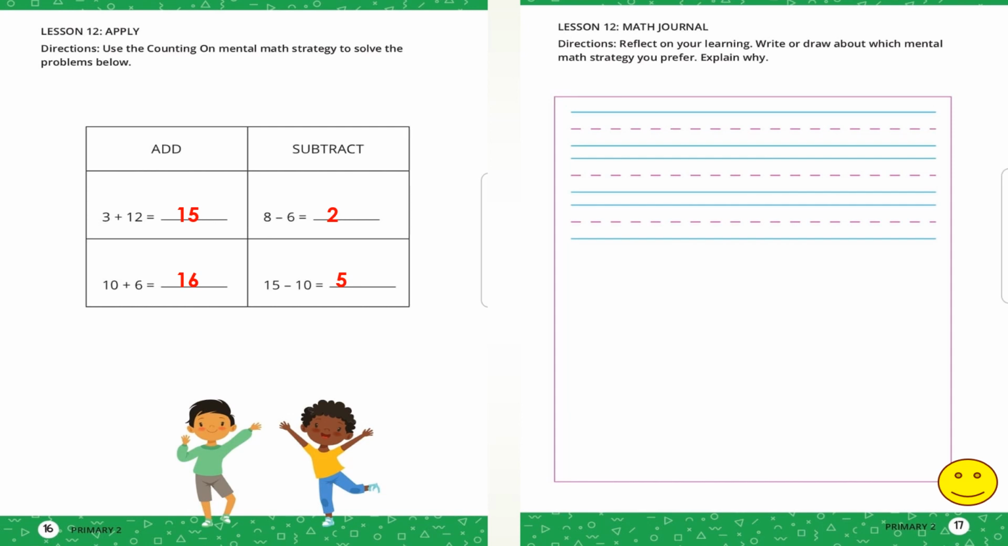The math journal part: reflect on your learning, write or draw about which mental math strategy you prefer, and explain why. We studied 2 mental math strategies, which are the doubles strategy and the counting strategy. You can write any strategy you prefer.